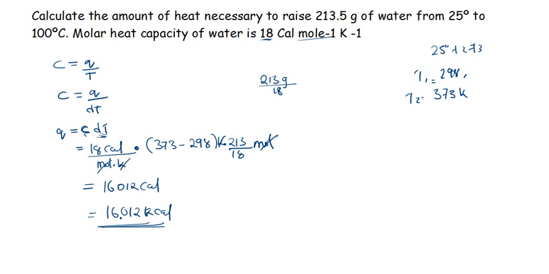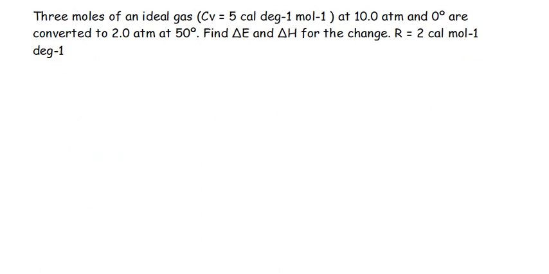So from there we can go now to this question. It says 3 moles of an ideal gas, given CV, at 10 atm and 0 degrees are converted to 2 atm at 50 degrees. Find the change in internal energy and also the change in enthalpy for the change. So we have R as given like that.